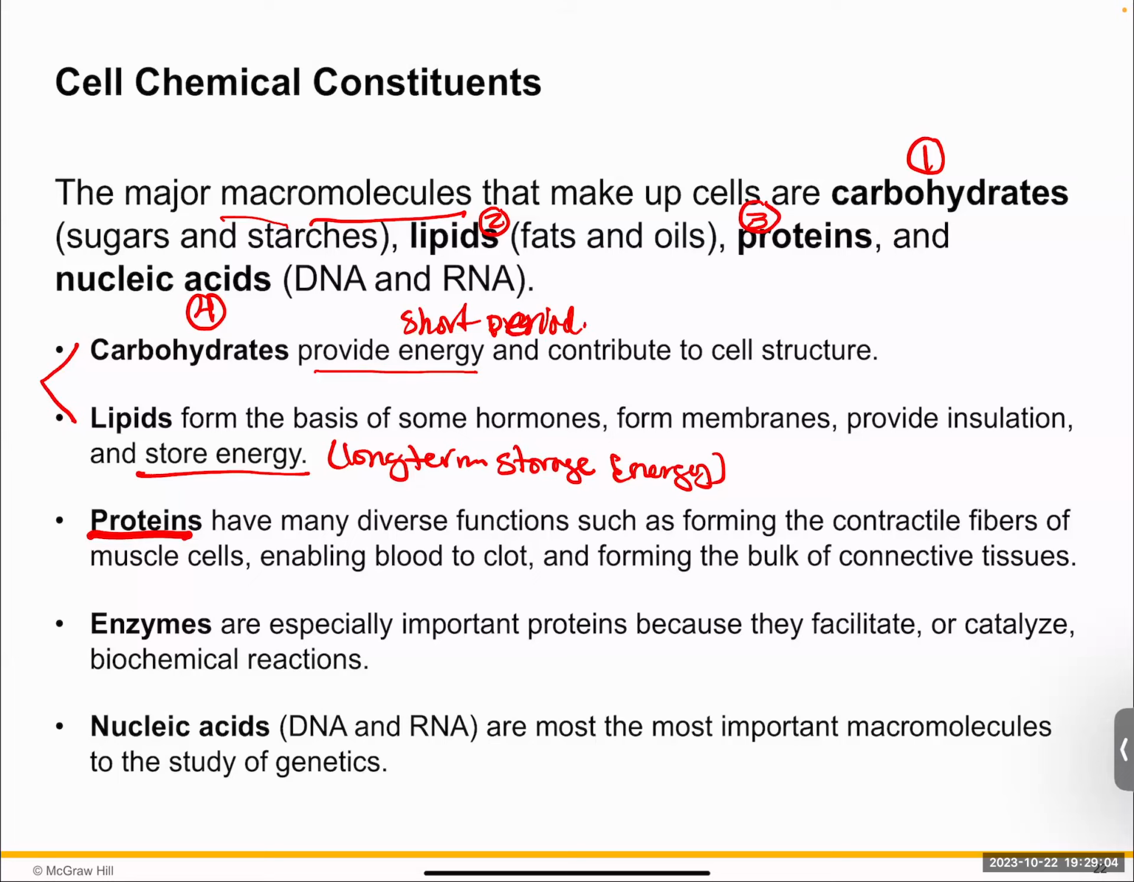The other thing, carbohydrates also contribute to your cell structure, as we already learned about glycolipids and glycoproteins when we talked about Golgi. Lipids, on the other hand, form hormones. Typically, I tell my students about sex hormones like estrogen and testosterone. They form your membrane. Again, the membrane was called phospholipid.